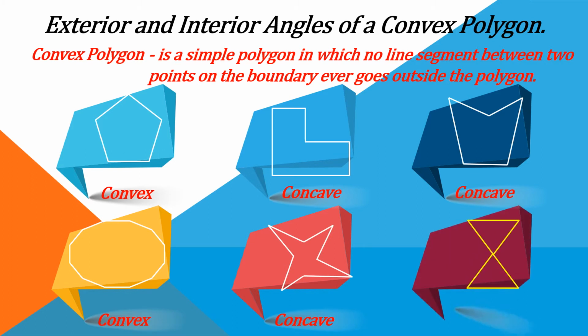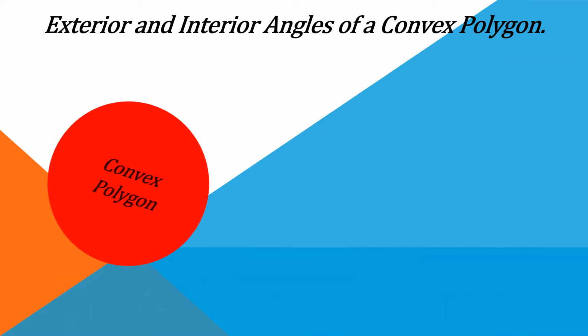What about this? How do you call this? Is it convex, concave, or what? Well, since this is a combination of two polygons, we call it a complex polygon. And those are the different kinds of polygon, either convex, concave, or complex polygon. Let's concentrate on convex polygon.